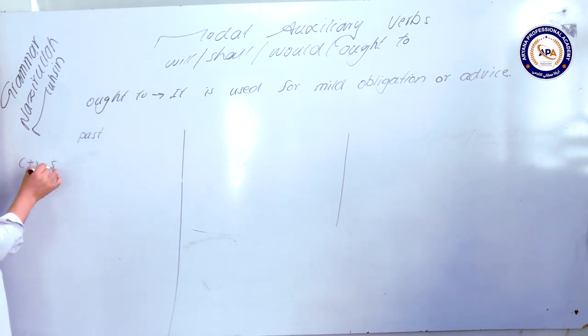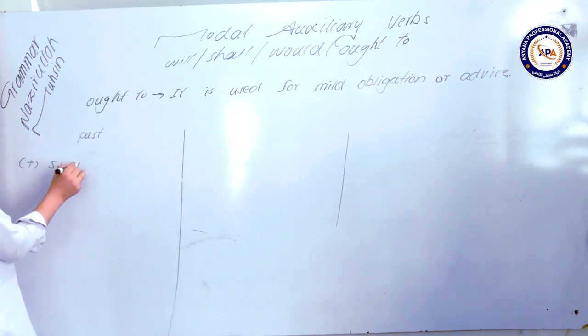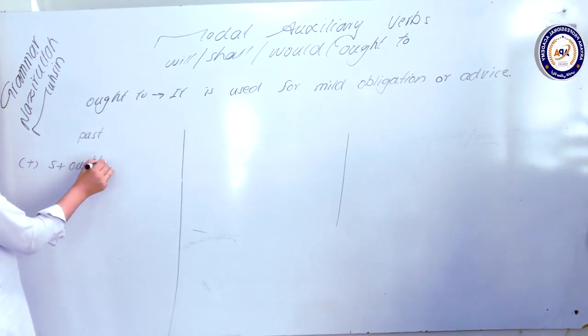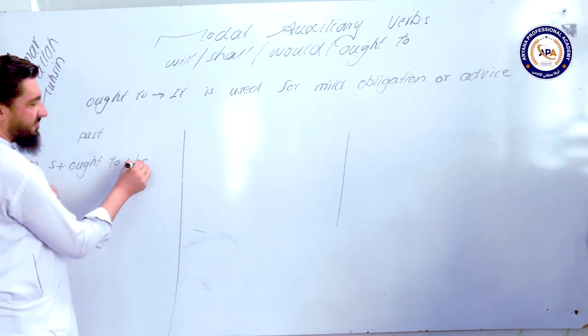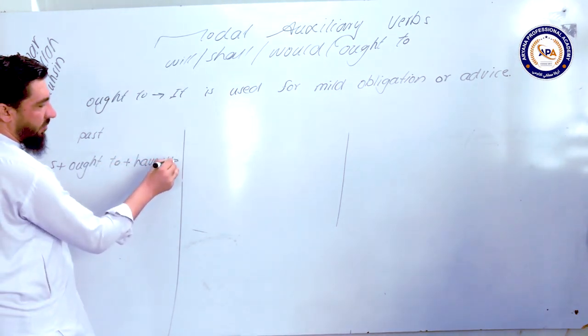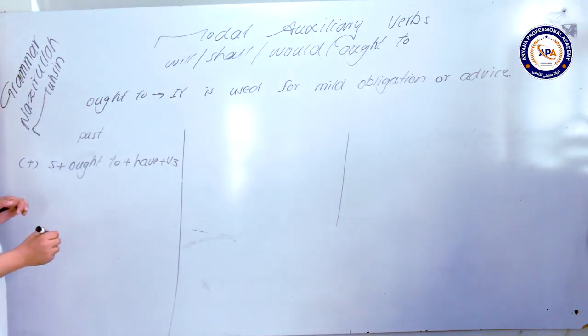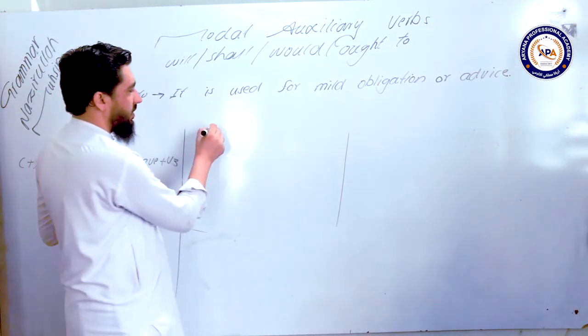But we can use it the same like should and must in the past. Like this structure: subject plus ought, then have, and the third form of the verb. The same like should and must.